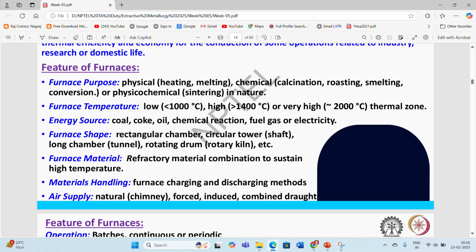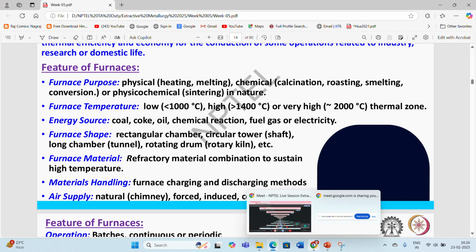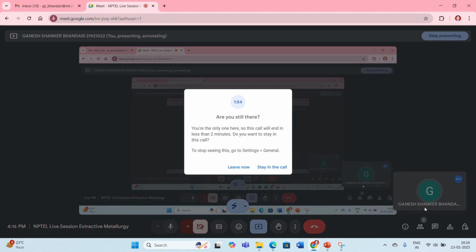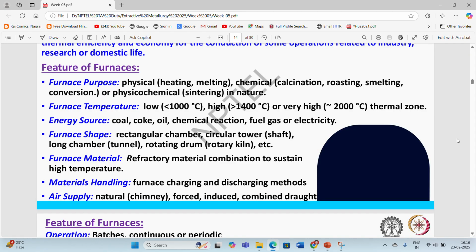There are three different types of furnace purpose, like physical, which is generally used for heating or melting purpose. Then chemical, generally used for calcination, roasting or smelting or conversion of any material. Then there is physiochemical purpose, the proper example for that is sintering. Then furnace temperature we have to define, like low temperature furnaces can be defined as working below 1000 degrees Celsius, then high temperature 1400 degrees Celsius, then very high, which are working at a temperature of around 2000 degrees Celsius.